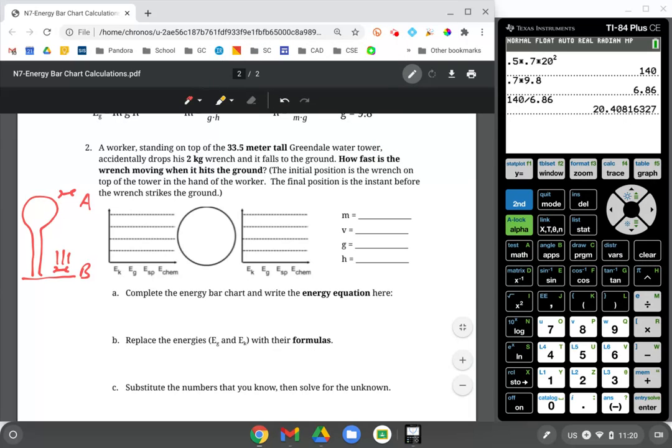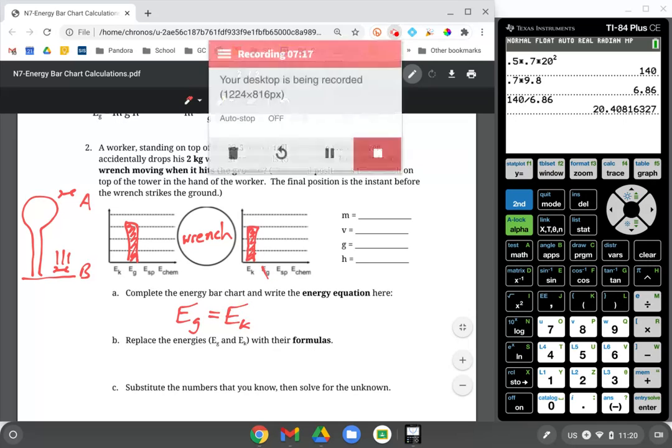And so at the beginning, because it is high up off the ground, it has gravitational energy. And then when it is lower, it doesn't have any more, but it's moving very quickly at the end, and so it has kinetic. I forgot to write in our system, which is the wrench. And so our energy bar chart can lead to the equation that says that the amount of gravitational energy that the wrench has at the beginning is equal to the kinetic energy that the wrench has at the end.